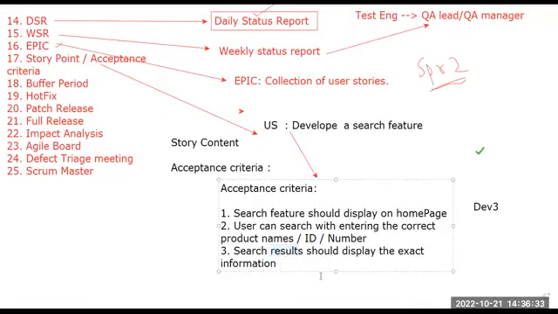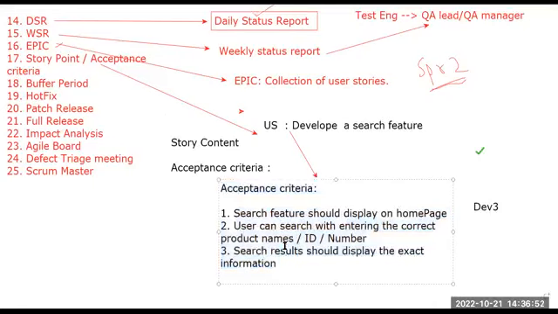Likewise, our BA or client will be defining the proper acceptance criteria. Getting my point, guys? Are all of you understanding this or not? So this is our acceptance criteria to develop a search feature.